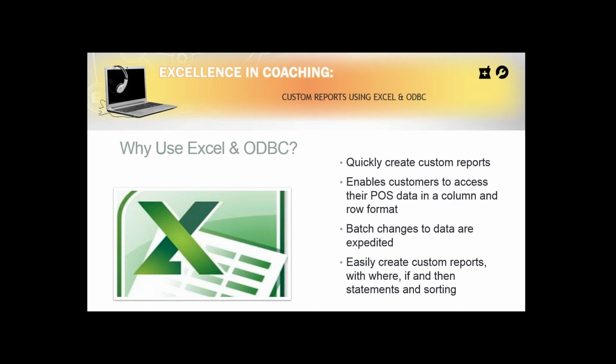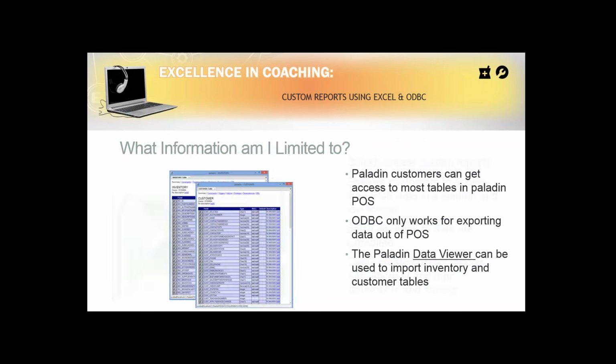Now, it also enables you, just using Excel, to put if, then, and where statements in there, to do sorting options. There are a number of different ways that you can set the criteria up before you pull the data out. Now, we're going to be talking about importing a bit as well, but right now we're just talking about exporting. We're talking about read-only access to the database. Read-only means that we can only pull information out, we can't put information in. So what information am I limited to in Paladin using ODBC? You're not limited to anything. All right, so Paladin customers can have access to just about every table in Paladin, at least all the ones that we expose in ODBC anyway.